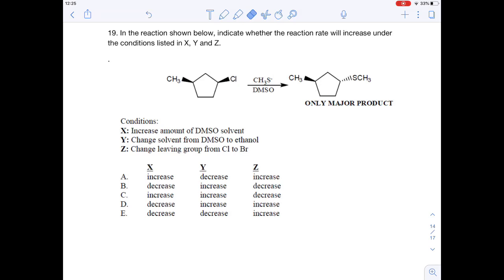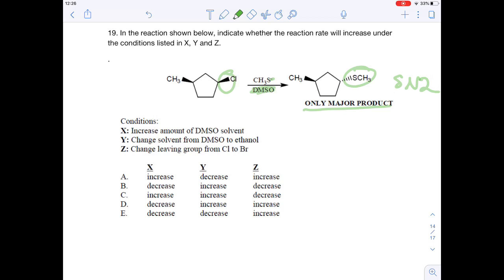Okay, so number 19 says, in the reaction shown below, indicate whether the reaction rate will increase under the conditions listed in X, Y, and Z. So very similarly to what we did to the last question, you want to distinguish whether this is an SN1, SN2, E1, or E2 reaction, right? So we're going to first compare the reagent and the products. So we see that we start with our Cl, our leaving group, on a wedge, and we finish with our nucleophile being added on a dash. Not to mention, it's the only major product. So when you get inversion and only one product, that is characteristic of SN2 reactions. To strengthen the support that this is an SN2 reaction, you have a strong anionic nucleophile and a polar aprotic solvent. So this is an SN2 reaction for sure.